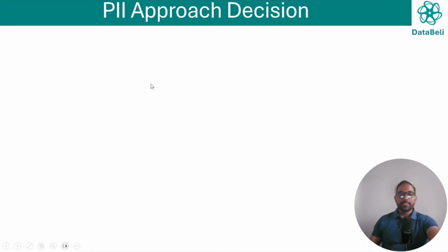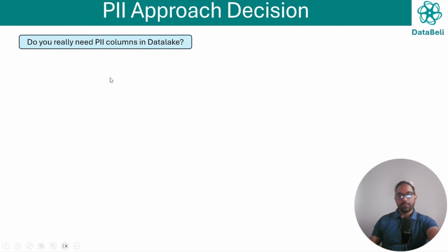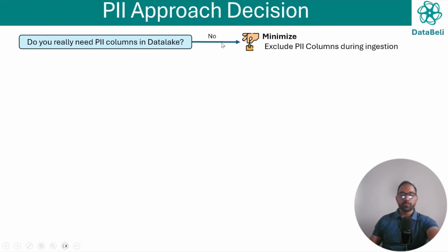To make the decision on the PII approach, we ask some questions to ourselves or to the customer, whoever is handling that data. The first question is, do you really need PII columns in the data lake, or do you not even need those columns? If the answer is no, that they don't need those PII columns, then we will use the minimize technique and exclude the columns during ingestion. So the columns themselves are not ingested and we don't need to do any PII handling. And without those columns, we will still be able to do whatever analytics is required.